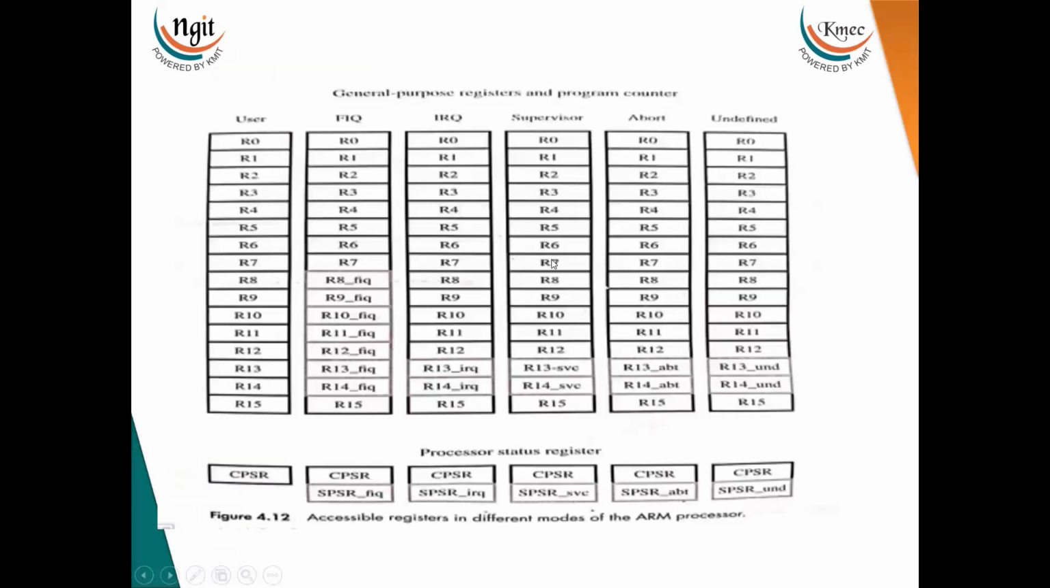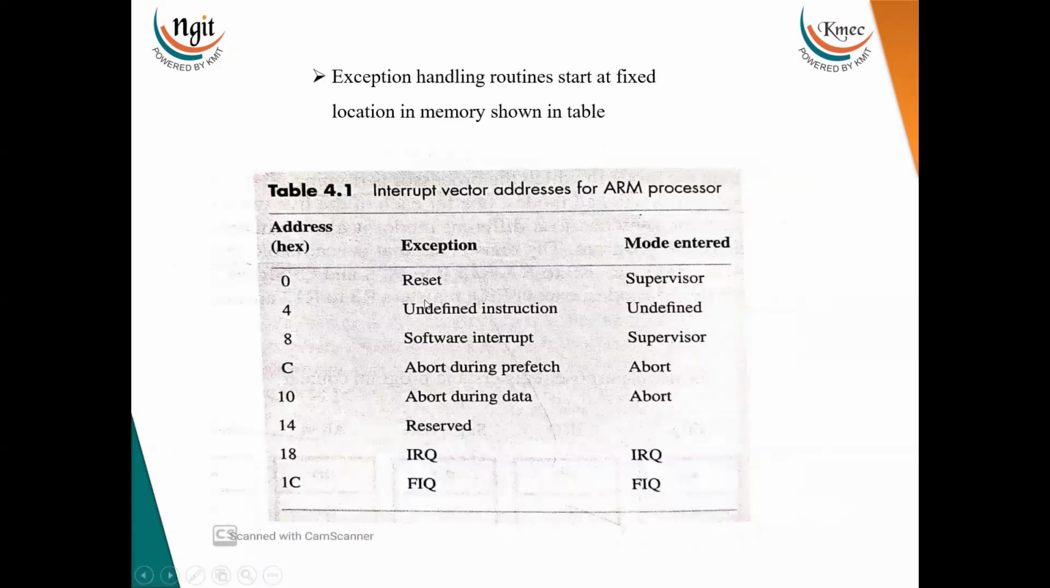Now, these are the different modes. This is the user mode, FIQ mode, IRQ mode, supervisor mode, abort, and undefined. These 5 modes are there. Now, what type of exception will switch to these modes whenever different exceptions occur? For what type of exception, which mode it will shift to, we will see here.